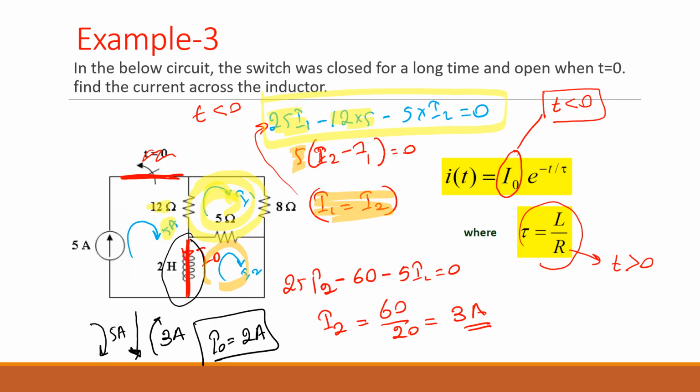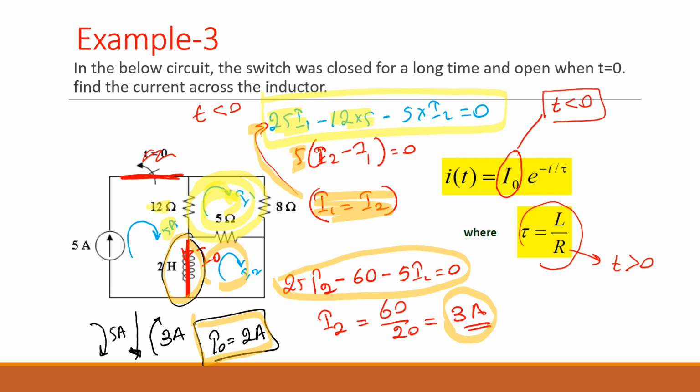So I'm substituting that one in this equation. So we can find I2. So I2 is 3 amps. So 3 amps, if you look at this one here now, 5 going down and 3 going up, the net current going down is 2 amps. So your I0 is 2 amps. Do you agree with that? Any question?